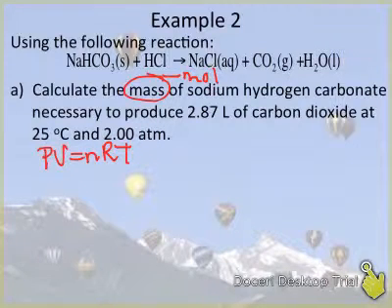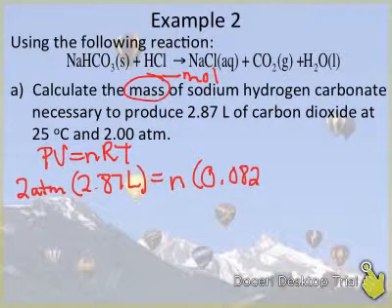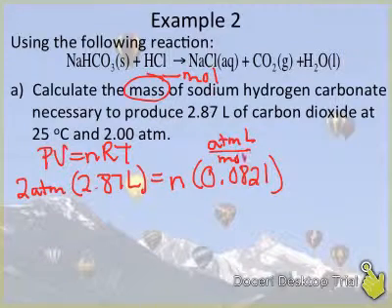So my pressure is 2 atmospheres. My volume is 2.87 liters. My N is what we're solving for. My R, 0.0821, right? Yes. And then this is in atmospheres, liters, moles, Kelvin. Okay, our temperature was given to us as 25 degrees Celsius, but we have to add 273. So what's my actual Kelvin? 298.